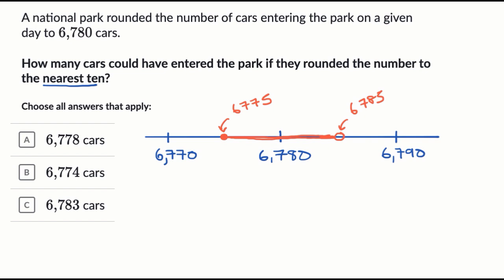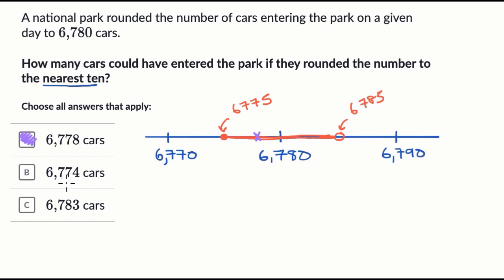So 6,778 cars. Well, that's going to be right around there. And so we clearly see here that it's in that orange. It's much closer to 6,780 than it is to 6,770. So this one works. It would round to 6,780.